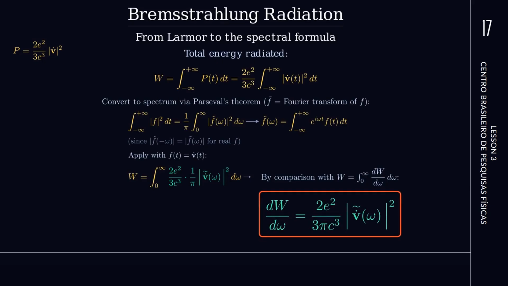So if we compare this with this integral here, W is equal to the integral of the power over frequency, derivative of frequency, times the frequency. Can you see that we can write omega as this? Okay, so by comparison, with this derivative here, we have this. So in order to get the spectrum, which is the power evaluated in each frequency, we just need to know the Fourier transform of the acceleration. Okay.